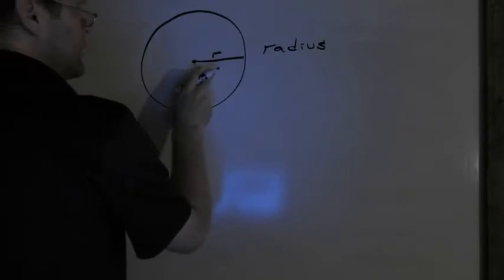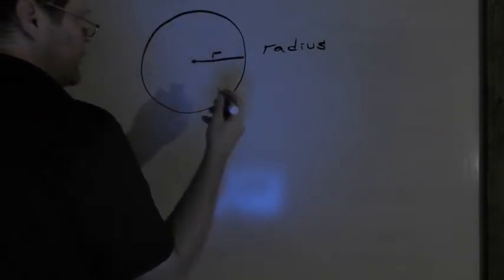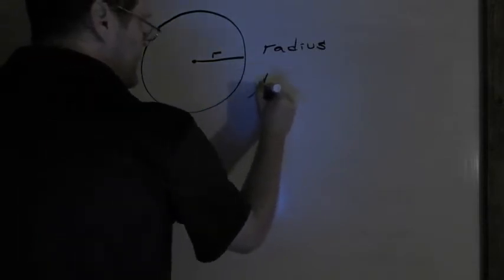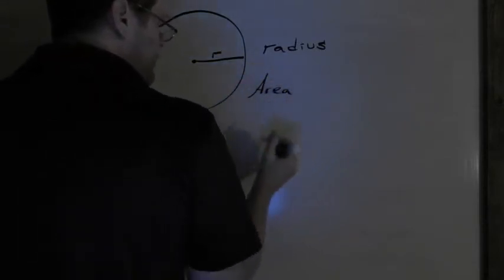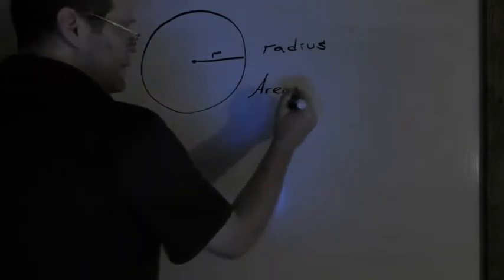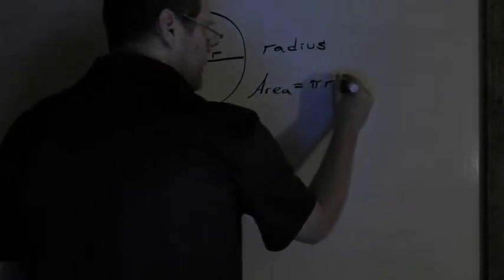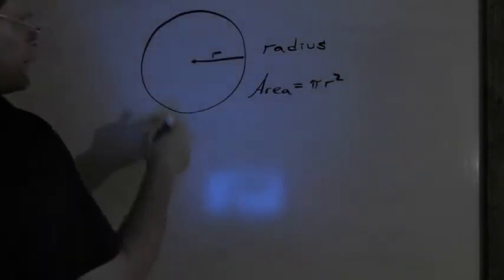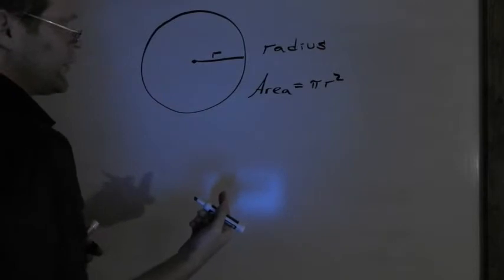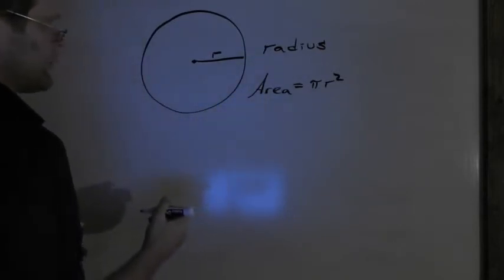Radius. Also interesting about the circle is that we have the area of the circle. The area of the circle is two-dimensional. The area is given by a formula, pi r squared. We worked a little bit with this formula before, so it should be pretty familiar to you.